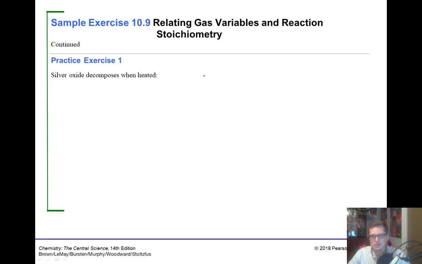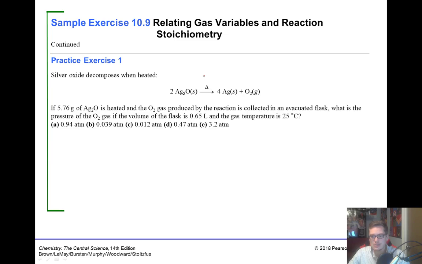All right, so we're going to do a practice problem here, and it says silver oxide decomposes when heated. Here we go. We've got Ag2O decomposing, so it forms 4 silvers and 1 oxygen. It says if 5.76 grams of silver oxide is heated and the O2 gas produced by the reaction is collected in an evacuated flask, what is the pressure of the O2 gas if the volume of the flask is 0.65 liters and the gas temperature is 25 degrees Celsius? So overall, we need to find the pressure of the O2 gas.